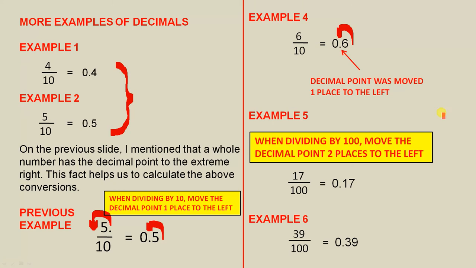Let's look at example 5. When dividing by 100, move the decimal point 2 places to the left. So for 17 divided by 100, or 17 over 100, the invisible decimal point was here. We have moved it 2 places to the left because we divide by 100, and that's why the answer is 0.17. Example 6, 39 over 100, which is 39 divided by 100. The invisible decimal point was there. We've moved it 2 places to the left, and that's why the answer is 0.39.